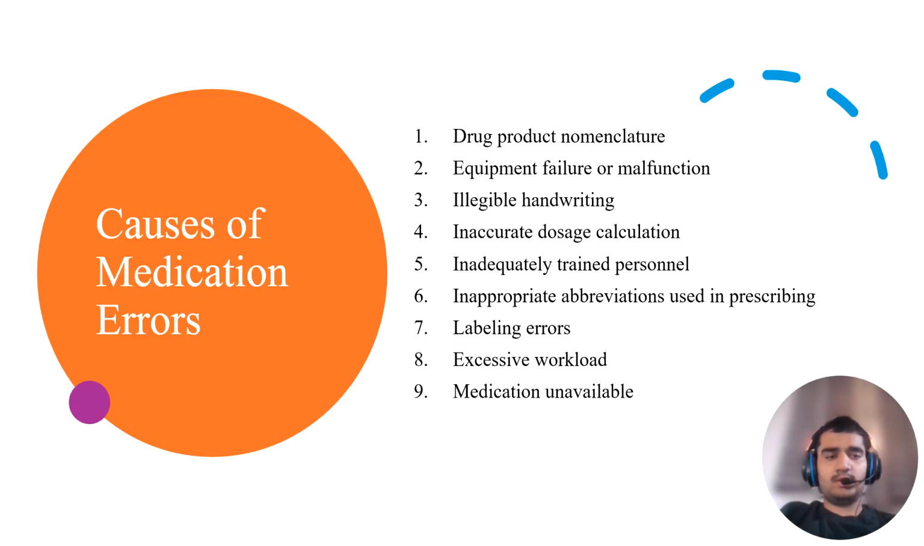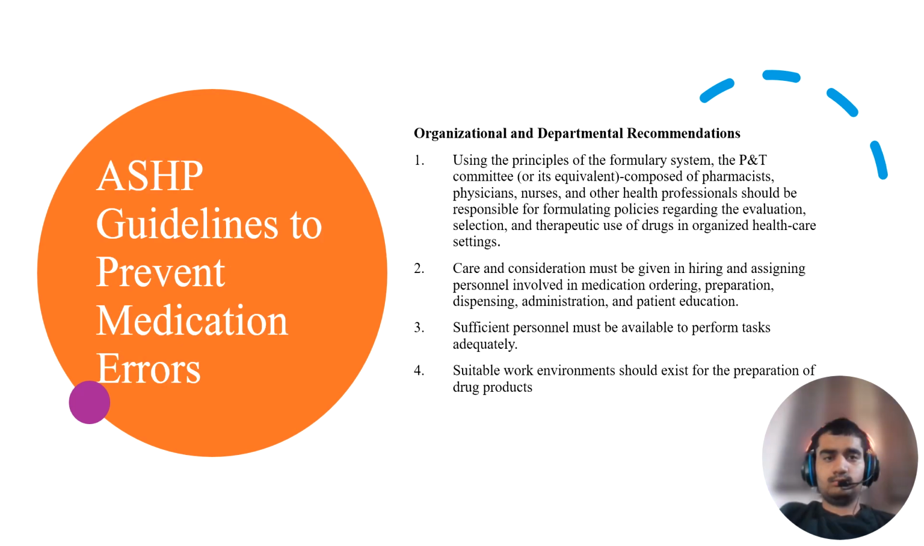Now moving on to the causes of medication errors. They are drug product nomenclature, equipment failure or malfunction, illegible handwriting, inaccurate dosage calculation, inadequately trained personnel, inappropriate abbreviation used in prescribing, labeling error, excessive workload, medication unavailable.